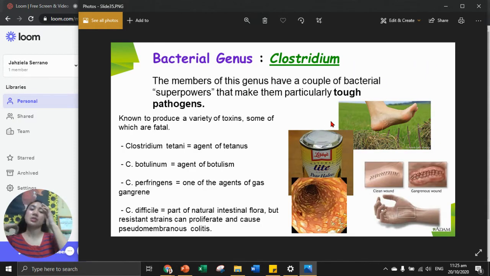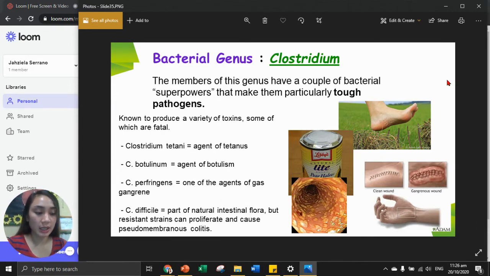So next is Clostridium. So I'm sure you have heard of this bilang food technology students, no? So itong genus na to of Clostridium, it has what they call superpowers, to make them particularly tough pathogens. They are known to produce a variety of toxins, some of which are fatal. Ang toxins natin, itong keyword na toxins, it's the one that is secreted by bacteria, or by pathogens. So, we have Clostridium tetani, Clostridium botulinum, Clostridium perfringens, and Clostridium difficile. I'll be discussing this one by one.